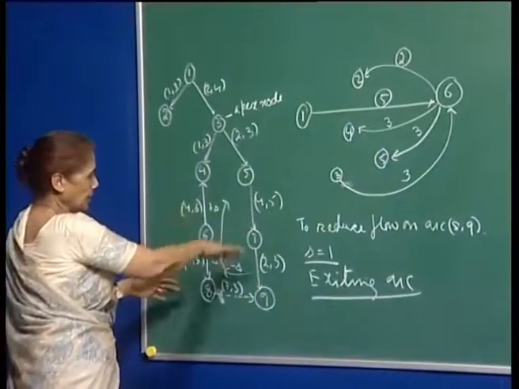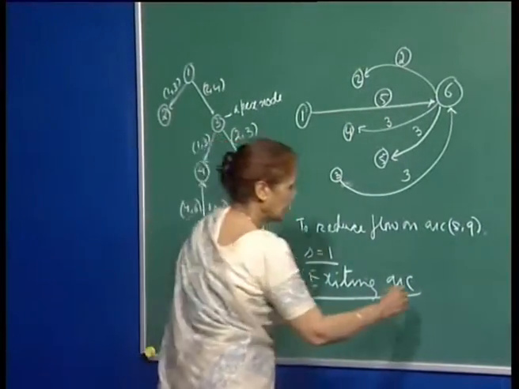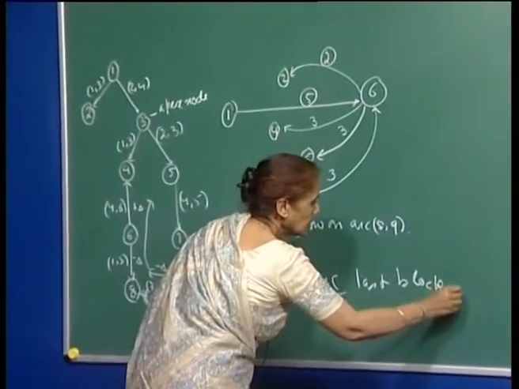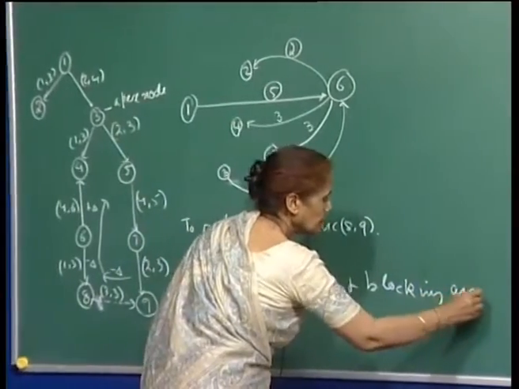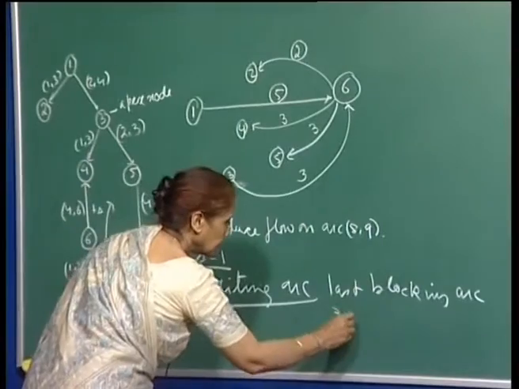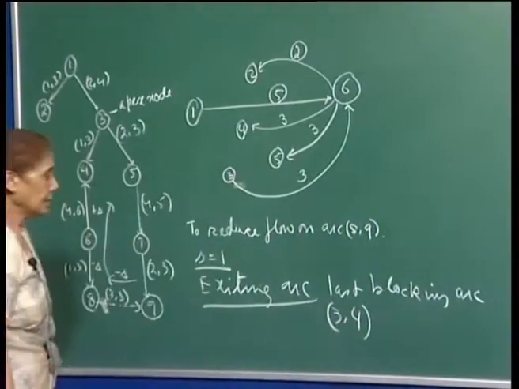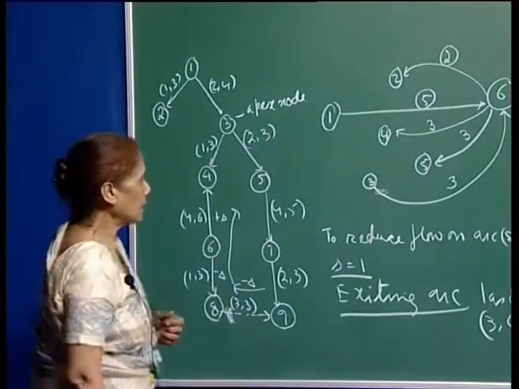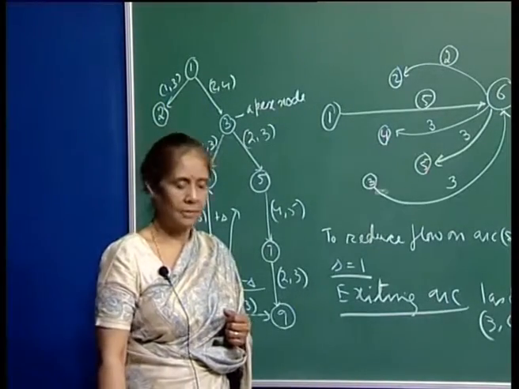And so the exiting arc will be the last blocking arc, right, which is in our case 3 4, right. And the remaining tree, the new tree, once I update the flow, would be again a strongly feasible tree, right.